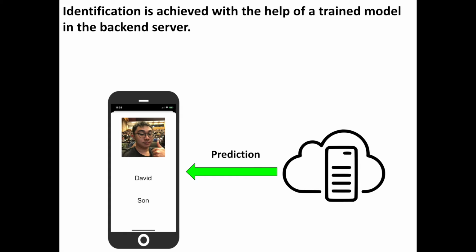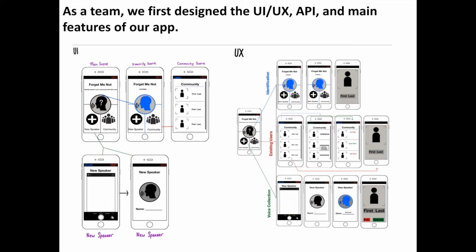After showing you what the product does, let's move on to the development process. As a team, we first designed the UI UX, API, and main features of the app together. This graph is drawn by one of our teammates. It acts as the blueprint for our front-end design.